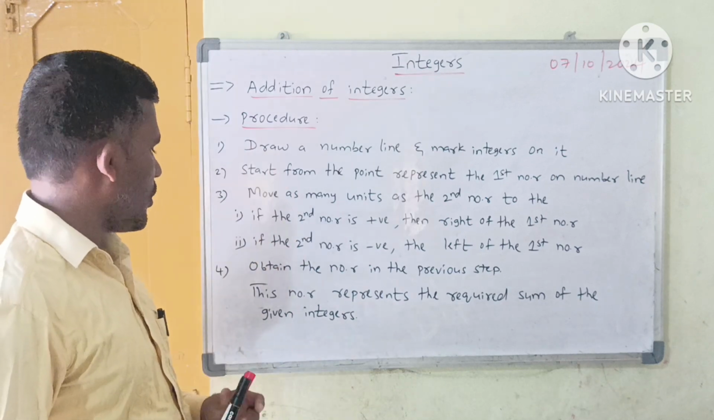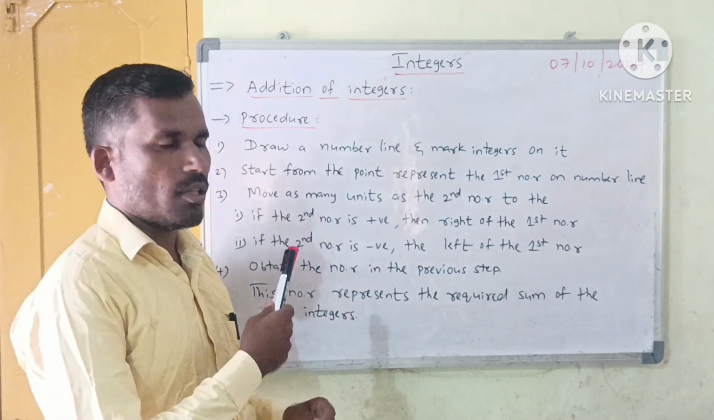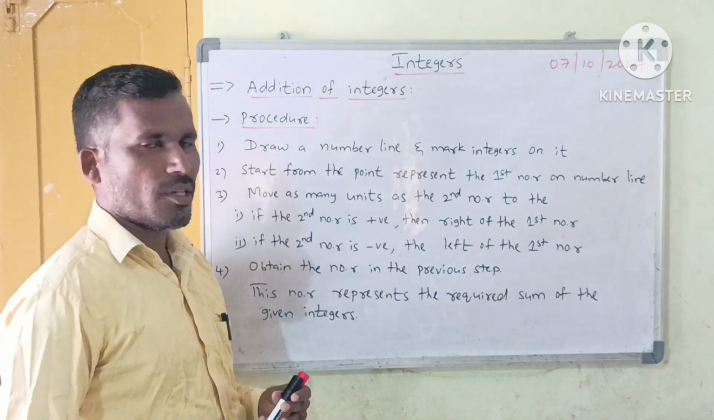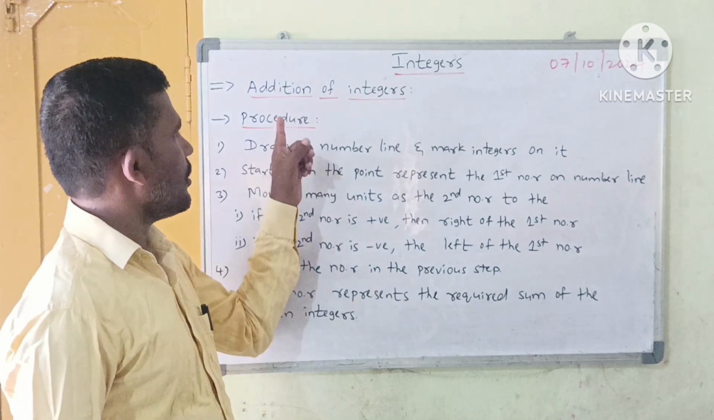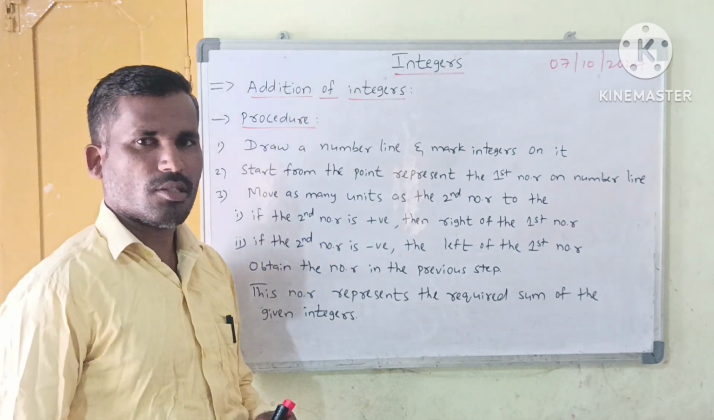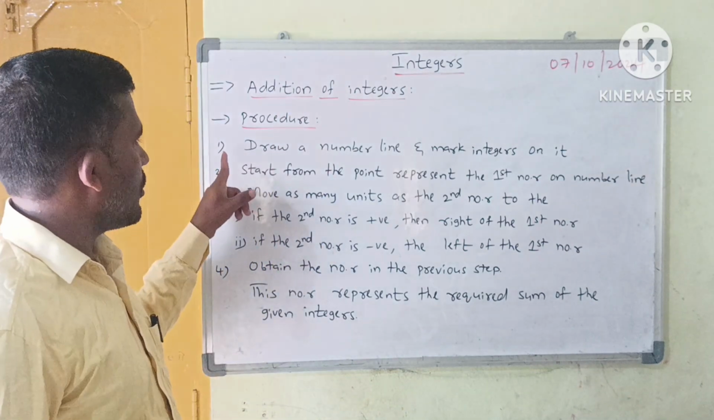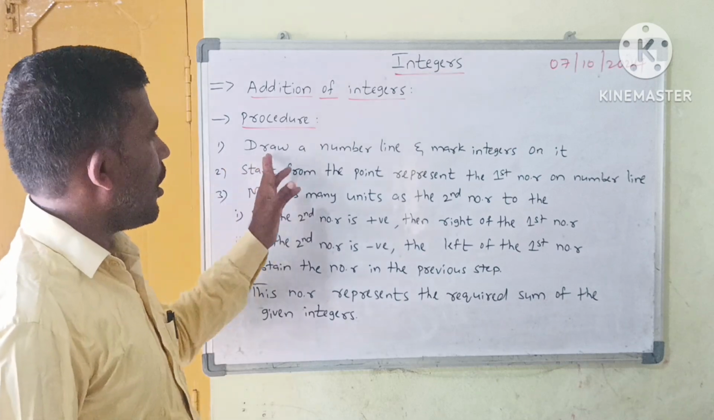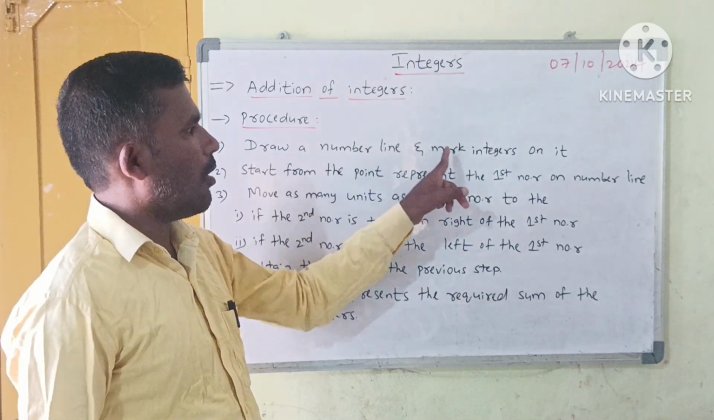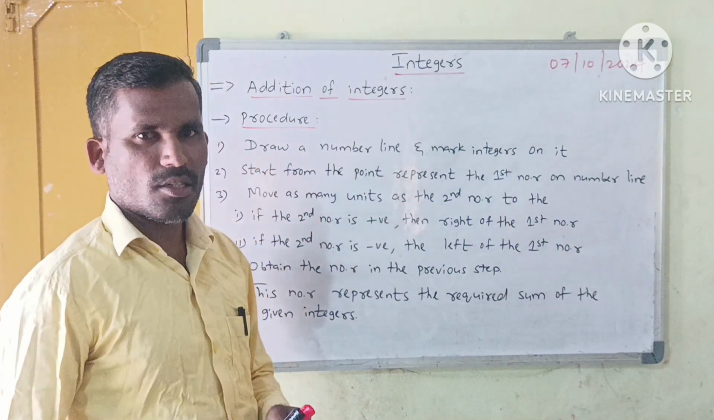In the procedure we have 4 steps. First we see these 4 steps. After that we'll see the problems of addition of integers. So the first step is draw a number line and mark integers on it.